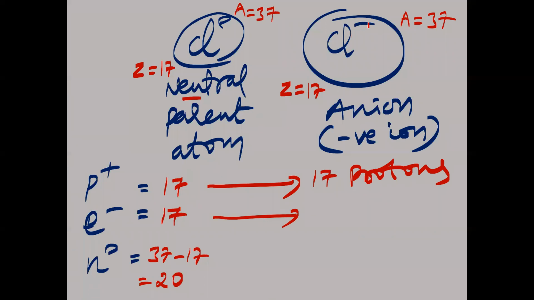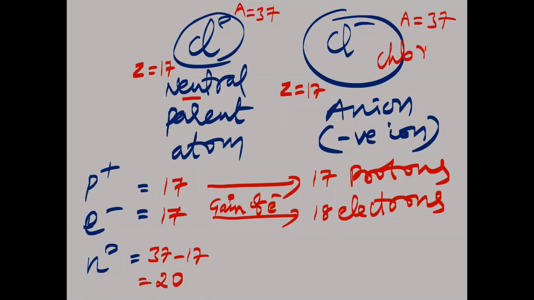Here one electron is gained, right? Minus 1 indicates the gain of one electron. So the gain of one electron has taken place here. That's why 18 electrons will be present in the Cl minus ion, the chloride ion. 18 electrons present here. Is that clear? So the number of electrons is not the same in the parent atom and the anion.